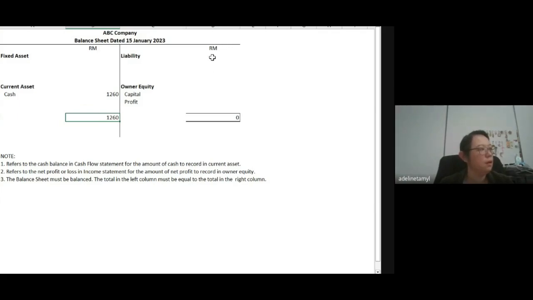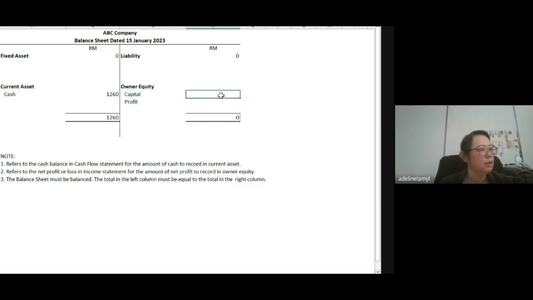How about liability? Hutang. Kalau dia ada hutang, biar kosong saja. Okay, you can even put zero here, because you don't have any fixed asset and liability or debts. Hutang syarikat. But you must have owner equity.